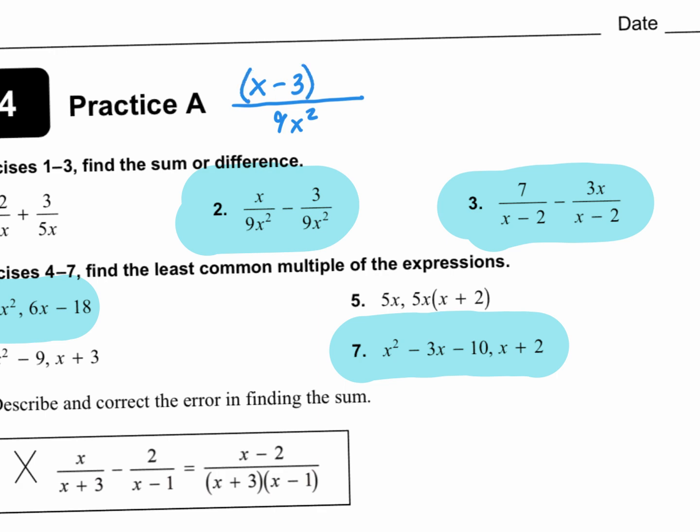No. Why can I not cancel out? Because the x is what? It's connected to that 3. You cannot say that, oh, I can cross out the 3 and the 9. Why not? All right, so we're simplified. We cannot do anything else here.